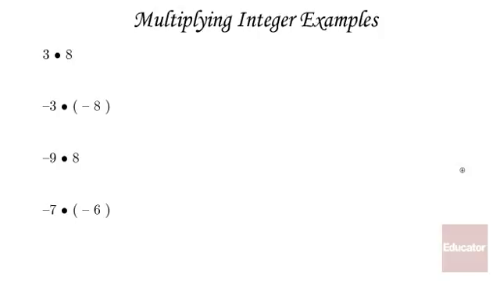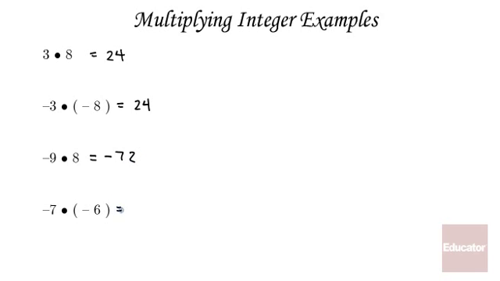Let's try some examples of multiplying integers. 3 times 8. I'm multiplying 2 positive values, so my answer is going to be positive. In this case, I'm multiplying 2 integers with the same sign, a negative times a negative. So once again, my answer will be positive, 24. In this case, I'm multiplying numbers with opposite signs, negative 9 times a positive 8. So my answer is going to be negative.